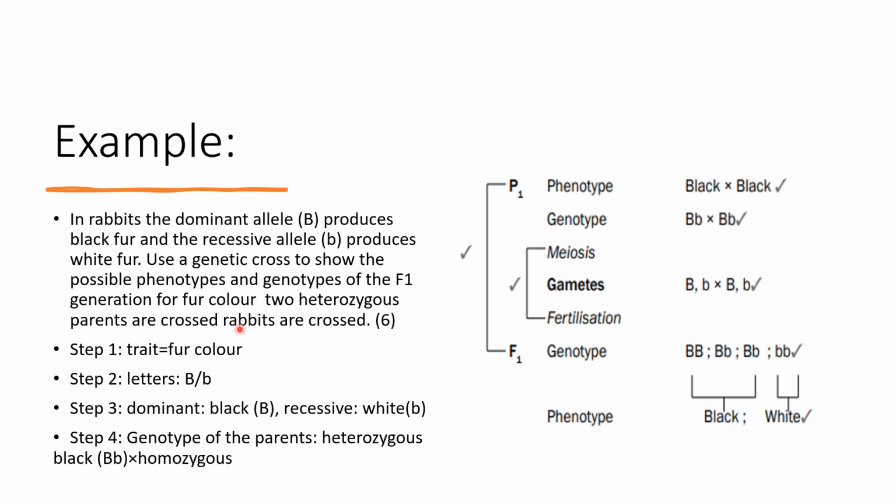So you are going to look at the parents that are both heterozygous for the characteristic of the fur color. Step number one, you need to look at which trait or characteristic you are considering here. In this problem, we are looking at the fur color. That is our characteristic or our trait. Then for the letters, you are given uppercase B and lowercase b. Those are the letters you are going to use, and usually in grade 12 they normally give you the letters that you are going to use.